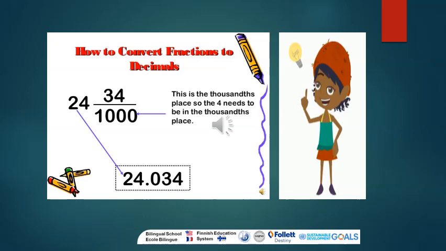What about the digits before the decimal point? We're gonna put the whole number part, which is 24. So it's 24.034. How can I read this number? It's 24 and 34 thousandths. Here we said thousandths at the end because we have 3 decimal places.